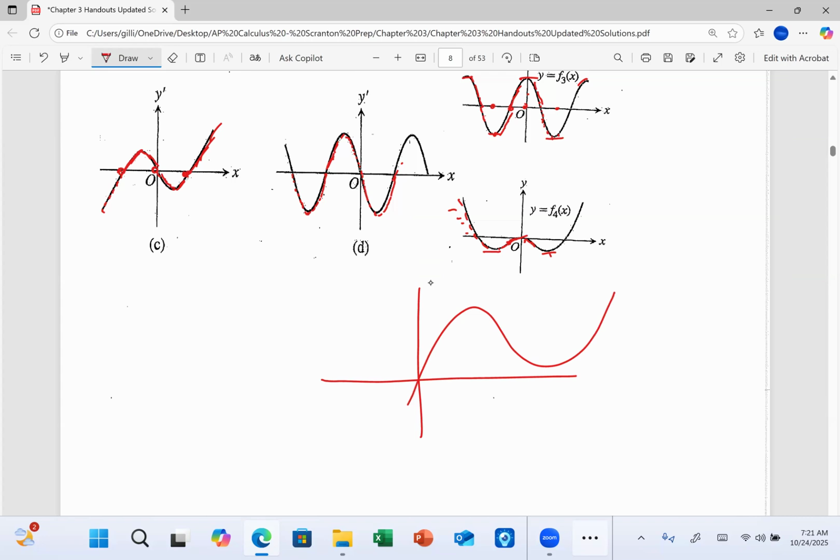Yeah, like right here. So this is where my derivative is 0. This is where it's 0. All my slopes are negative. But right here, where the graph changes from concave down to concave up, that's where my slopes will start to change from increasing to decreasing or vice versa. So here my slopes are getting more and more negative, but at that point of inflection, the slopes are negative, but they're getting less negative.